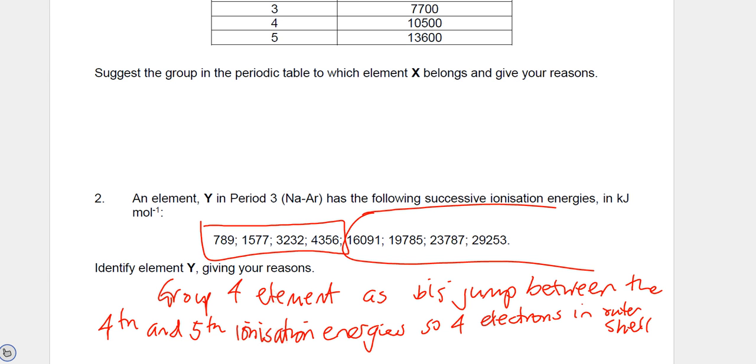I've not answered the question yet. It's telling us element Y is in period 3. So we're looking for an element, period 3, group 4. So if you find group 4 on your periodic table, in period 3, that's going to be silicon.